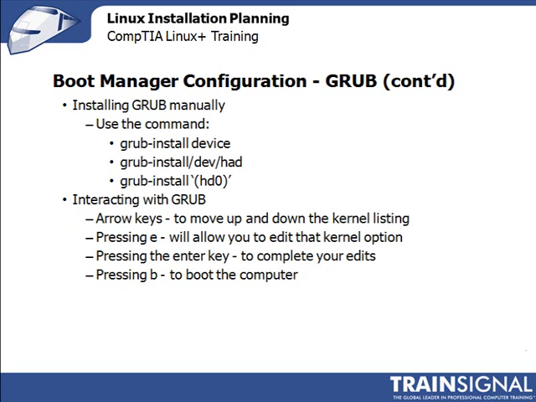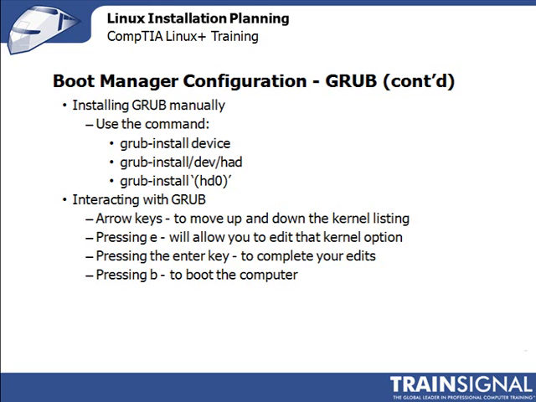Now Grub again will probably be installed by default, but to install it manually, you use the command grub-install --device. So for instance, grub-install /dev/hda will install Grub into the master boot record of your first hard drive. You can make Grub edits in the configuration file or on the fly. When you boot up and the Grub menu appears on your screen, you can use your arrow keys to move up and down the kernel listings, and pressing E will allow you to edit that kernel option.